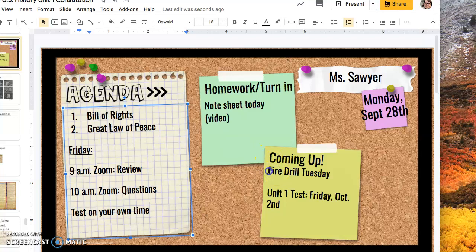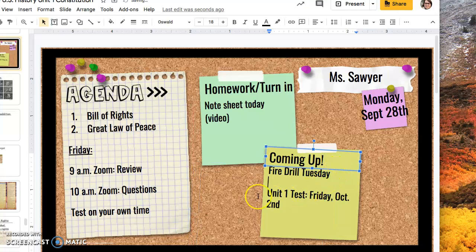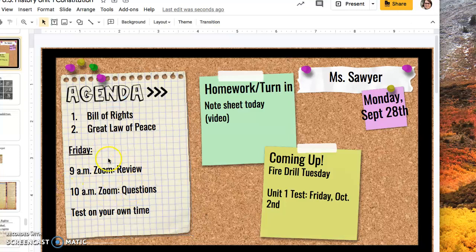There's a fire drill tomorrow, so just be aware of that. I think it's in first hour. And then you have a test on Friday. On Friday, I'm going to have a 9 a.m. Zoom for review. We're going to play Kahoot or Gimkit or some other game. That's optional. At 10 a.m. I'll be available for individual questions if you need to finish up your study guide or get other things answered. And then anytime during Friday, you can test on your own time, and I'll explain that later. You will receive a paper copy of the study guide in class tomorrow, but you have an electronic copy that you got with Friday's assignment.